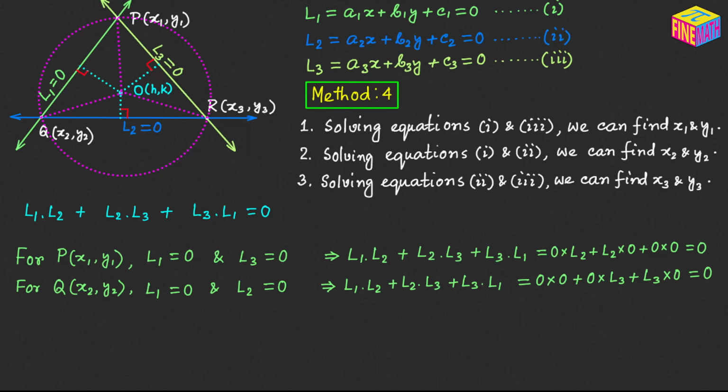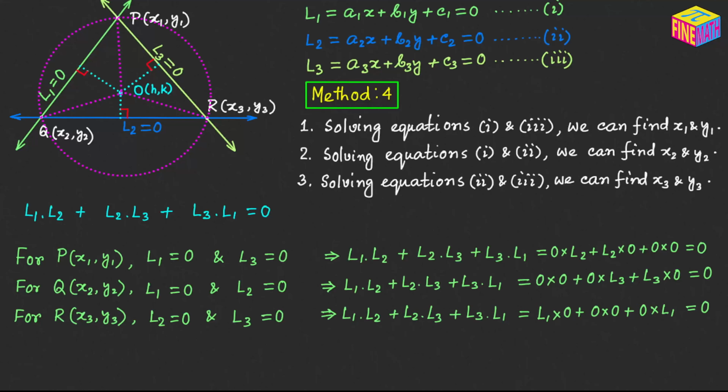Alright, let's try the coordinates of R. For coordinates of R, as you can see, R actually lies on the second straight line and the third straight line. So L sub 2 will be equal to 0 and L sub 3 will be equal to 0 when we use the coordinates of R. And from here again, let's try to evaluate the left hand side of the new equation, and as you can see, the left hand side actually evaluates to 0. All the three terms become 0 eventually. So when we use the coordinates of R, we can see that the equation still stands valid.